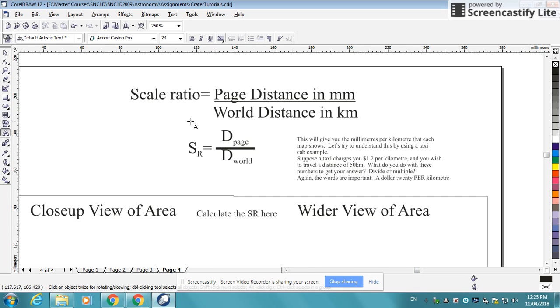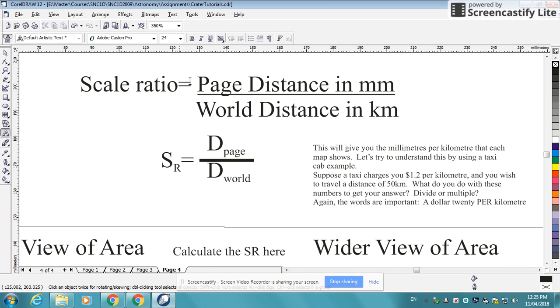The scale ratio looks scary, but it's common sense. We take the page distance we found in millimeters, and we take the known world distance in kilometers that the scale gave us, and we divide the two. In mathematical shorthand, we could write it like this: the scale ratio is distance on the page over distance in the real world.